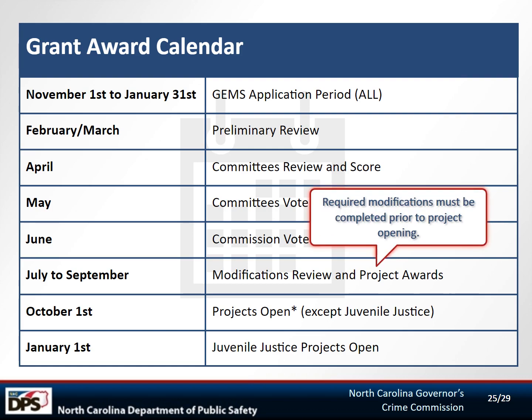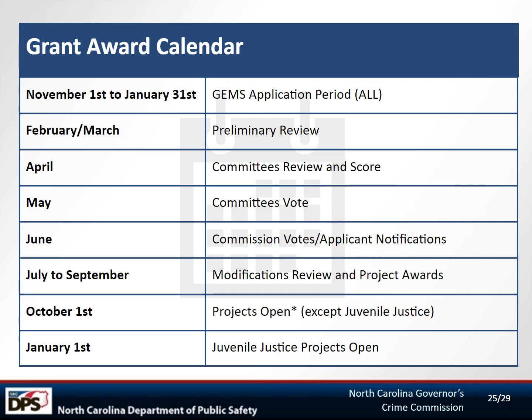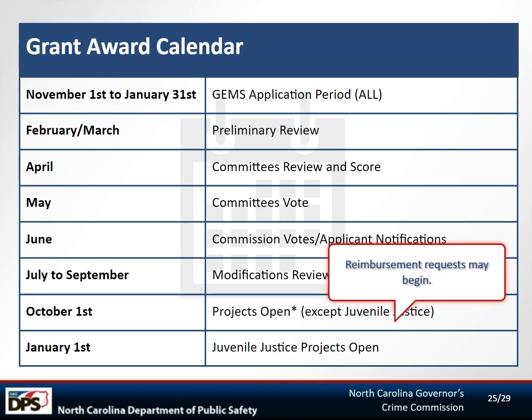Applicants must make these adjustments to the application in GEMS. Once the changes have been approved by the GCC staff, the project opening process can begin. All projects except juvenile justice projects open on October 1st. Juvenile justice projects open January 1st. Once the project period opens, grantees may begin submitting reimbursement requests.